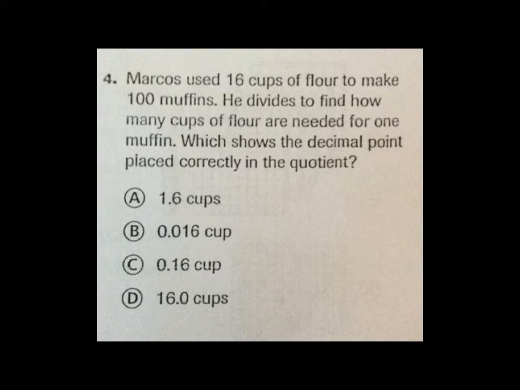Number 4. Marcos used 16 cups of flour to make 100 muffins. He divides to find how many cups of flour are needed for one muffin, which shows the decimal point placed correctly in the quotient. A, 1 and 6/10 cups, B, 16 thousandths of a cup, C, 16 hundredths of a cup, or D, 16 cups.